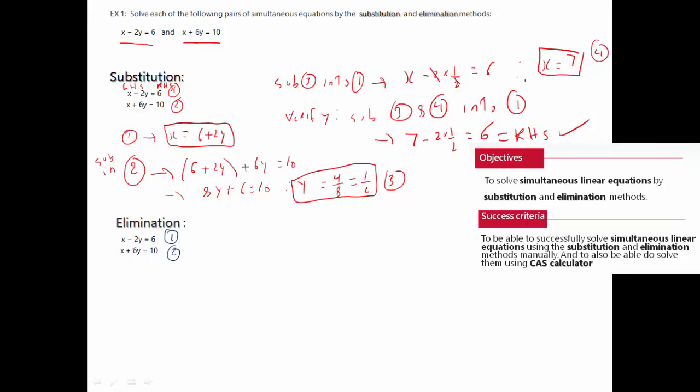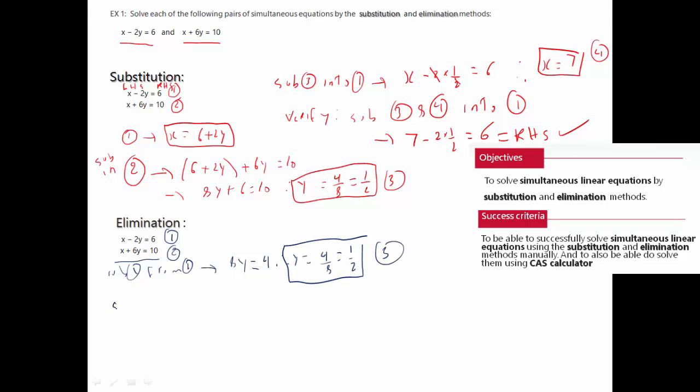Now we can subtract 1 from 2 or 2 from 1, but it's easier to subtract 1 from 2 because then it will be positive and we won't get an extra step. That gives us x minus x cancel out, 6y plus 2y is 8y. If we did 1 minus 2, we'd end up with minus 8y, and there's an extra step of making that positive. 10 minus 6 is 4, therefore y equals 4 divided by 8, which is half, exactly the same as before. So we can call that equation 3.